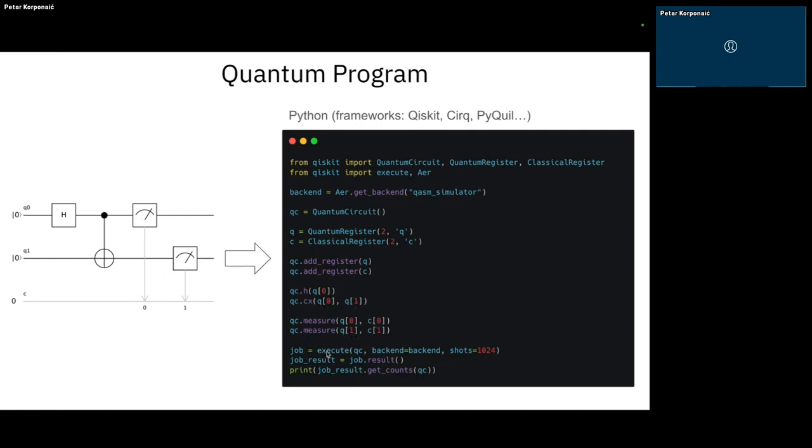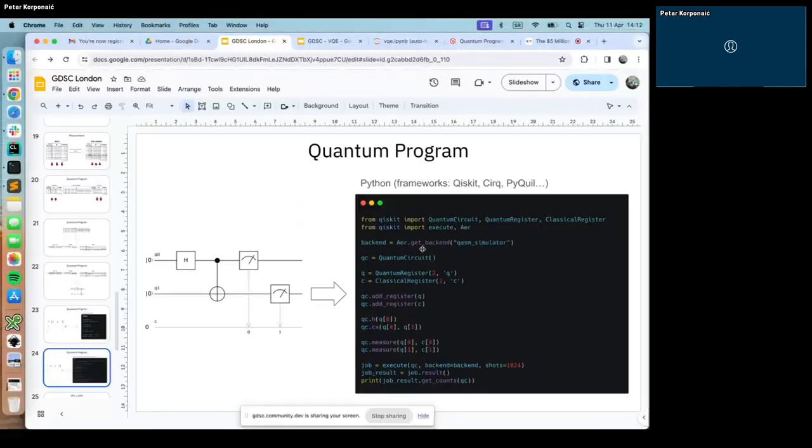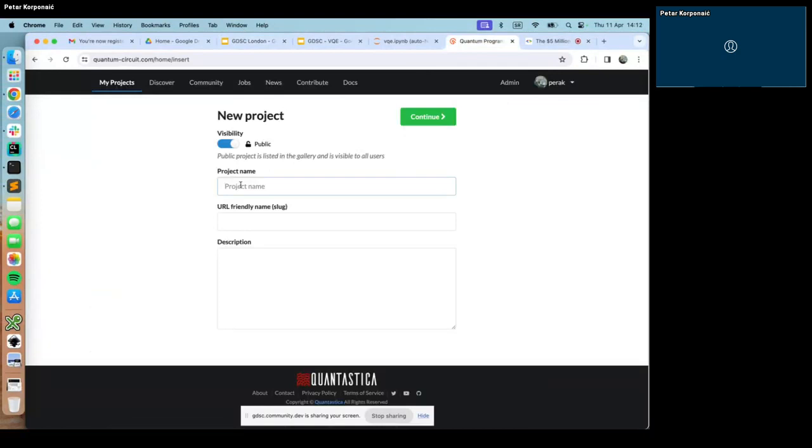And then we execute this job on a backend. In this case the backend is a simulator, but it can also be a real quantum computer, which is in the cloud. And we set how many times to repeat and read, and get the statistics of the outcomes of execution. So this is a quantum program. Let me show you. This is 2 minutes to show you.